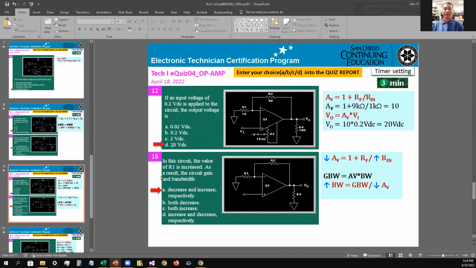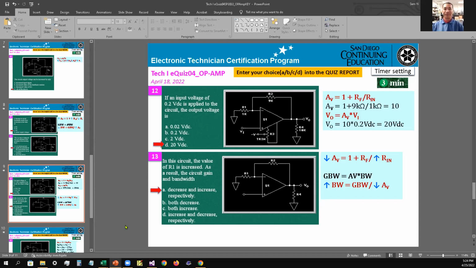All right, so next one, 13. In this circuit, the value of R1 is increased. As a result, the circuit gain and bandwidth, okay? So if R1 is increased, the gain would decrease because that's inversely proportional. So increase here, decrease the gain. If you decrease the gain, you're going to increase the bandwidth. Okay, A would be correct. A as an apple: decrease the gain, and the bandwidth would be increased. So the answer is A as an apple for number 13.